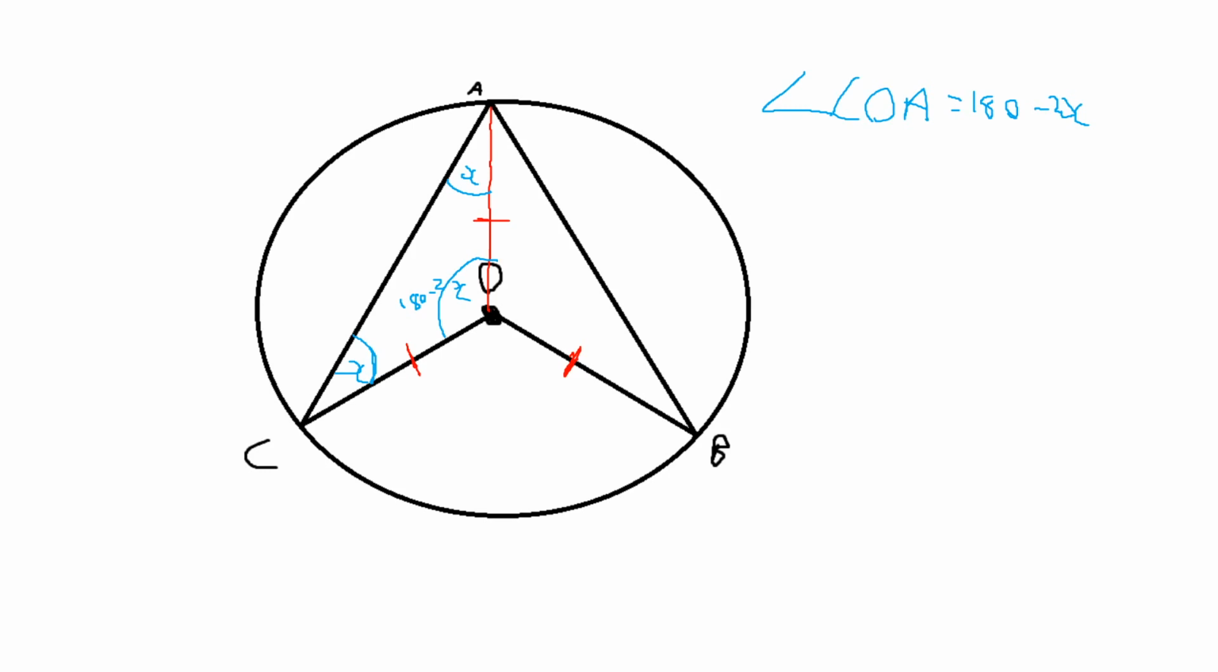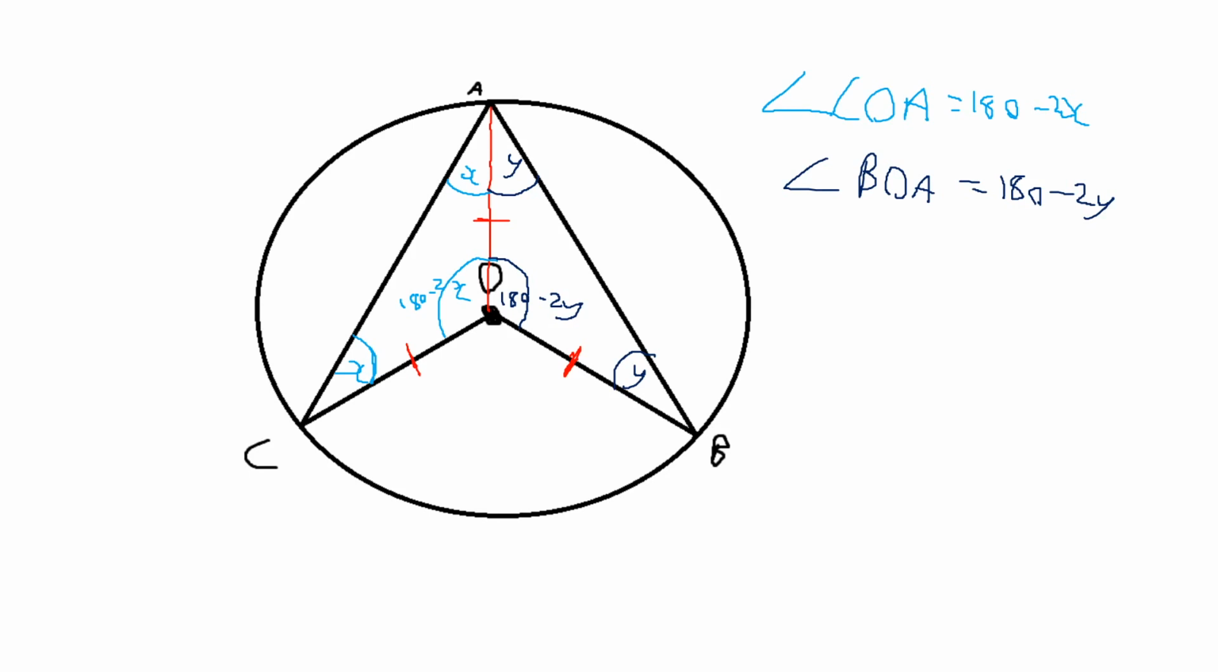Now let's do the same thing for the other side. So if this is y, remember, if this is a radius, then this is also a radius. This also has to be y. And so therefore, angle BOA has to be equal to 180 minus 2y. Okay? So this is 180 minus 2y. Cool.